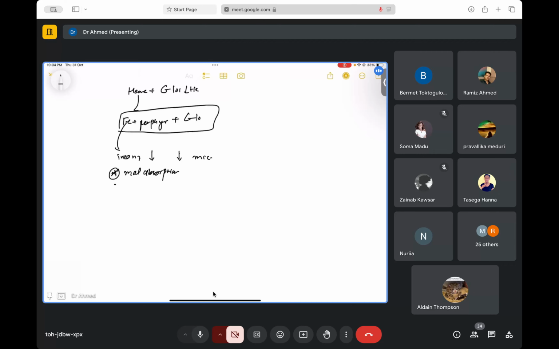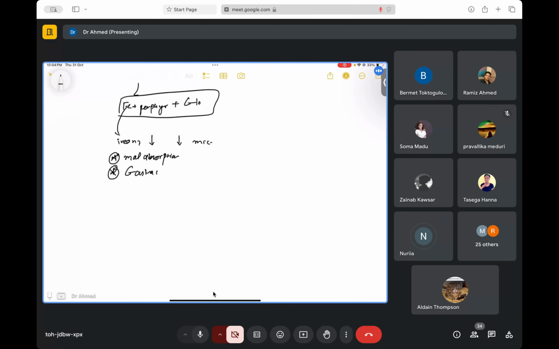Then antacids increased means rejection. Stomach, gastrectomy. Okay, gastrectomy, like you cannot reabsorb. So it would result in microcytic anemia, right?